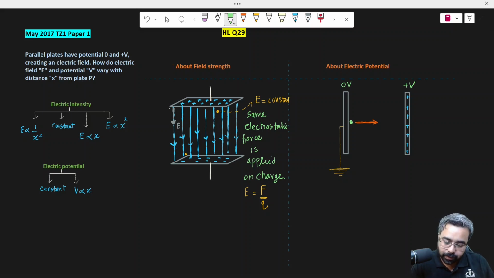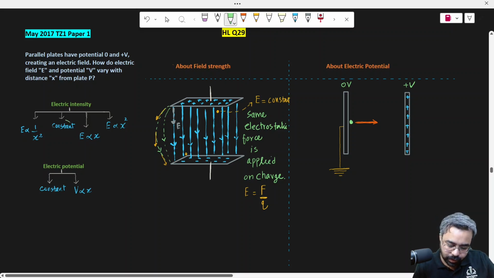Dear students, we observe this thing over here on the edges of the plates, where the field lines are not uniform, they are not aligned. So that's why the electric field is also non-uniform there, because the electric field's direction is changing at every point. That was my point. So electric field strength is constant between the plates. Okay, so this is the first reason.